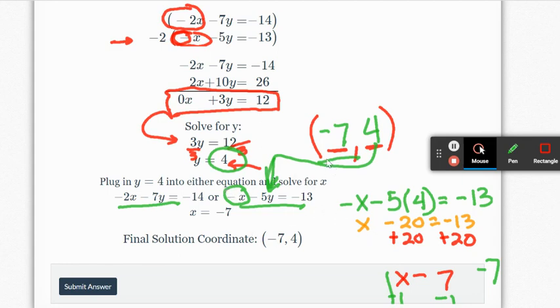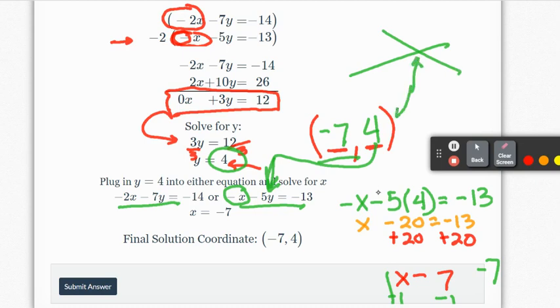But this is how we solve by elimination. We rewrite the expression so one variable cancels. Then we solve for the variable that's left. Once you have that number, you plug it into one of the equations, doesn't matter which one, and solve for the other variable, and then write the answer as a coordinate, because it's a coordinate where two lines, I don't know what the lines look like, but I'm going to make it up, two lines are intersecting, and the point of intersection would be this -7, 4.